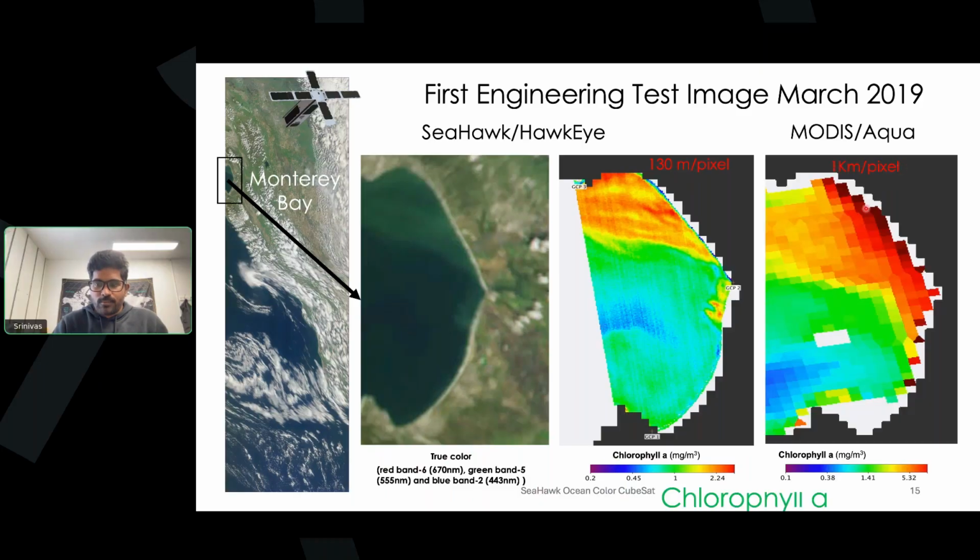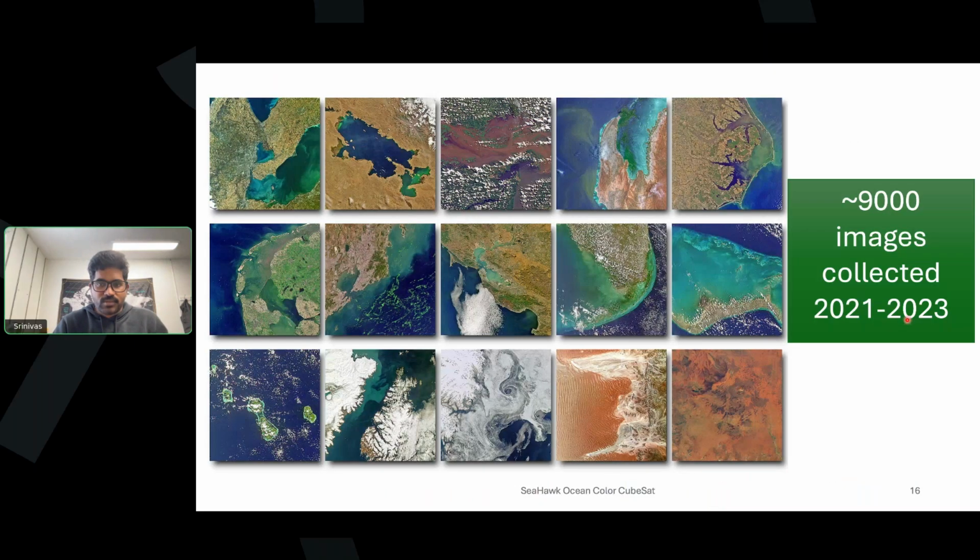Compared to MODIS Aqua, which is 1 kilometer per pixel, we can see that Seahawk produced very clear and crisp features in this coastal region. So it provided very high spatial resolution data as compared to 1 kilometer sensors. During its mission lifetime from 2021 to 2023, it collected around 9,000 images around the world. And this is the most comprehensive high spatial resolution data to date.